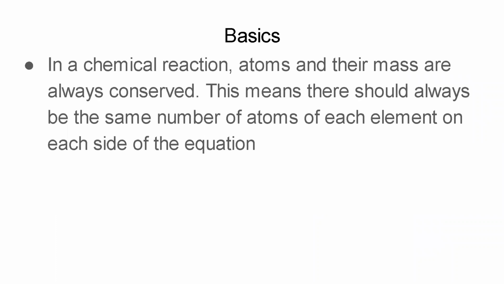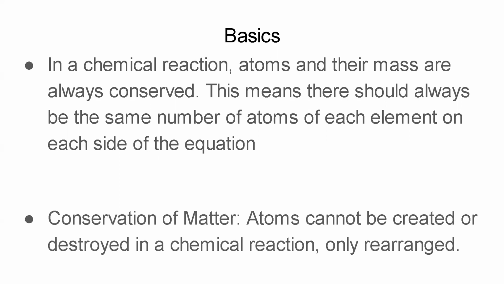In a basic chemical reaction, atoms and their masses are always conserved. This means that there should always be the same number of atoms on each side of the equation. I don't know if you guys have heard of the conservation of matter, but in chemistry, it means that atoms can't be created nor destroyed in a chemical reaction, only rearranged. Like how matter can't be destroyed nor created, but only made into a different form. So that works within chemistry as well, where atoms have to be the same on each side.